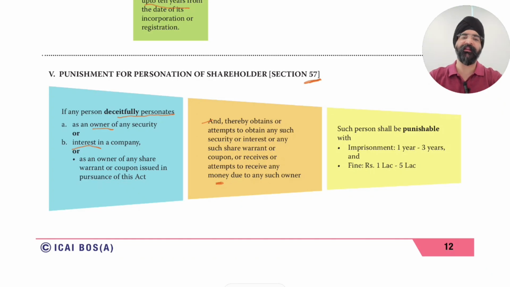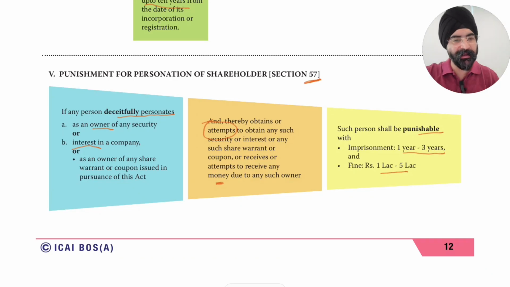He has attempted this. Even attempting this is enough. Actually, whether these were transferred or not is not important. Attempt was made and it is found out. He is caught. Then he is punishable. Such person shall be punishable with imprisonment of 1 to 3 years or fine of 1 to 5 lakhs.